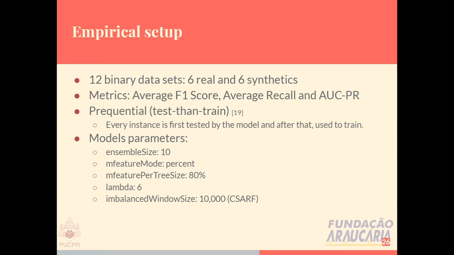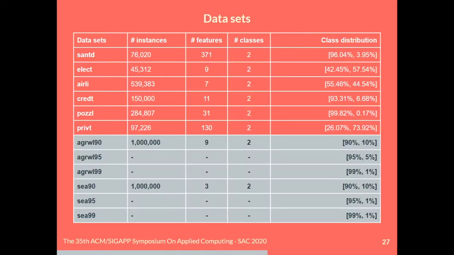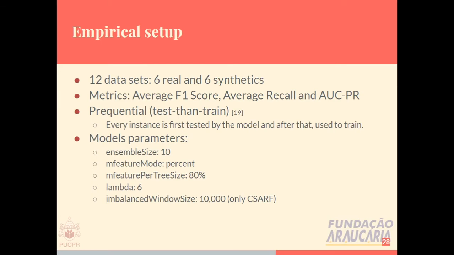average recall, and AUCPR. We selected 6 real datasets with different class distribution, from low to high imbalance degree, and six synthetic datasets that were generated by the ARFRE and CIA generator with different imbalance degrees as well. And finally, we used Prequential to evaluate the 3 models generated by the following parameters.